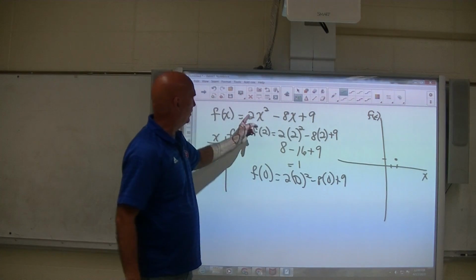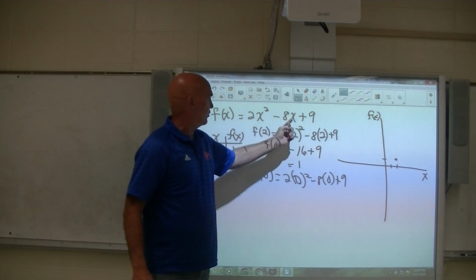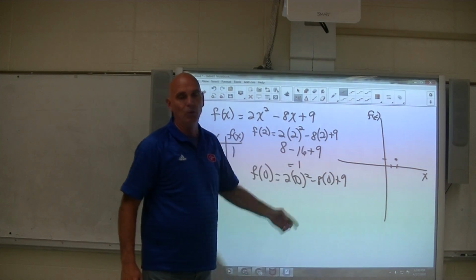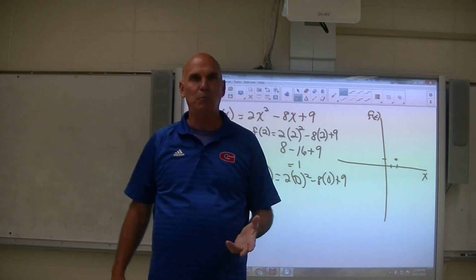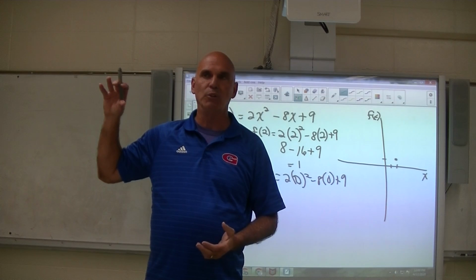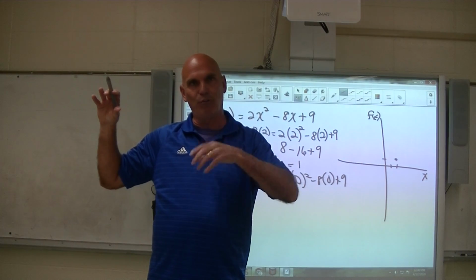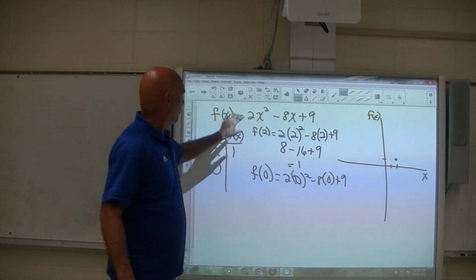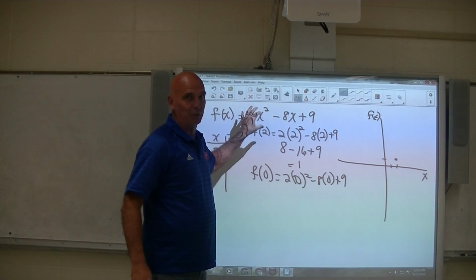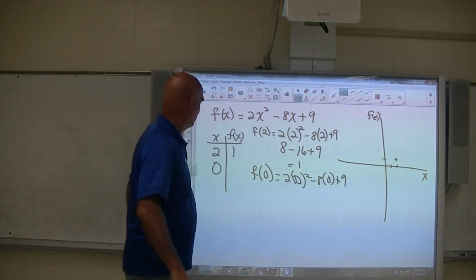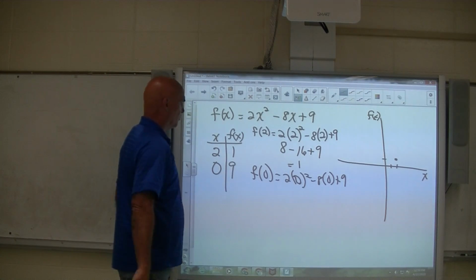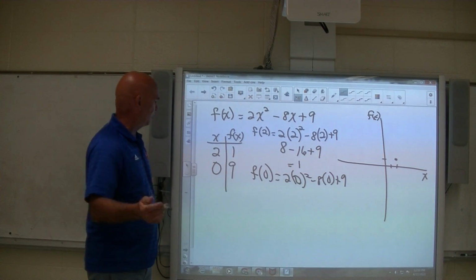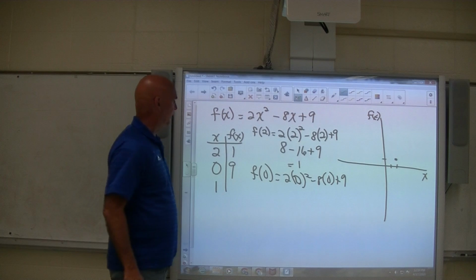So what happens is when you put in 0, you just get whatever's sitting out there. Just like with y equals mx plus b for lines, that b was always the y-intercept, because whenever you put in a 0 for x, the mx goes away and all you have is b. Same thing here. All this stuff with the x in it goes away when you let x be equal to 0. And so that's just going to be the y-intercept right there. So (0, 9).